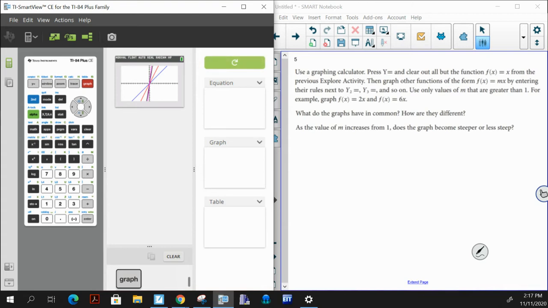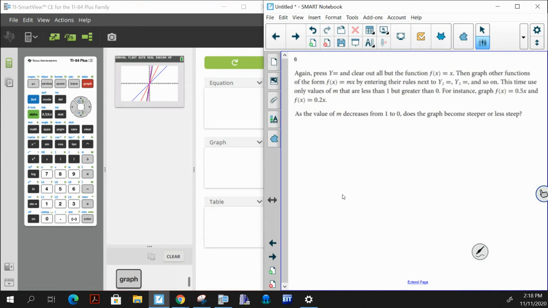As it gets bigger, what's happening to the line? Do you see it? What's it doing? It's getting what? Is it steeper or less steep? It's getting steeper as that coefficient of x gets bigger. The higher the coefficient, the larger that coefficient, the steeper the line.